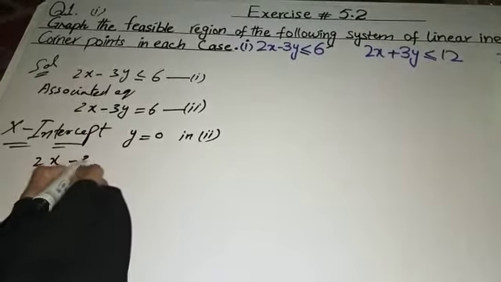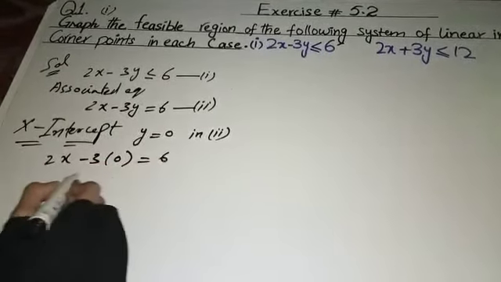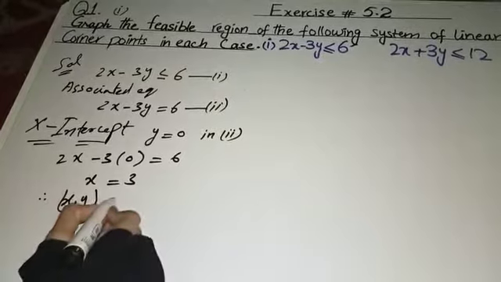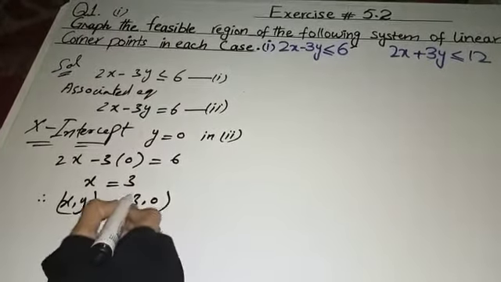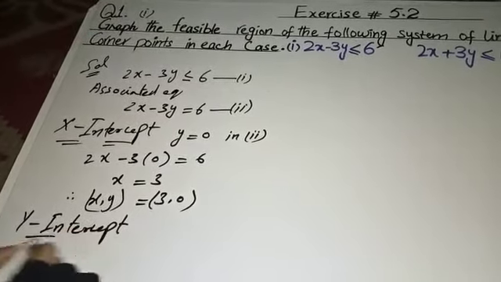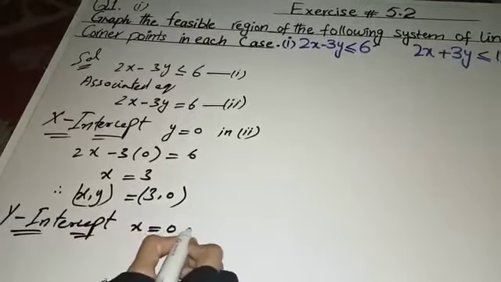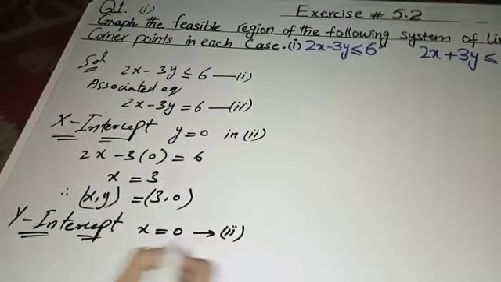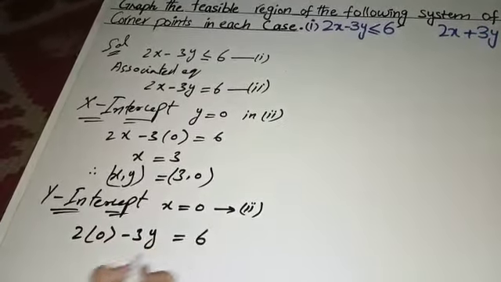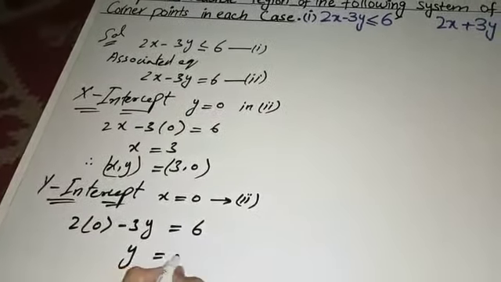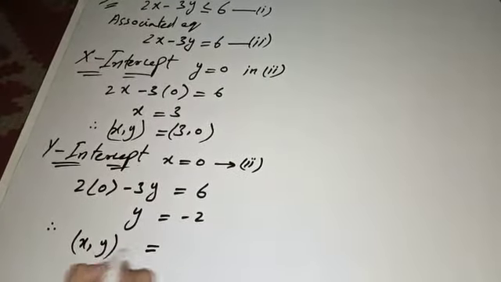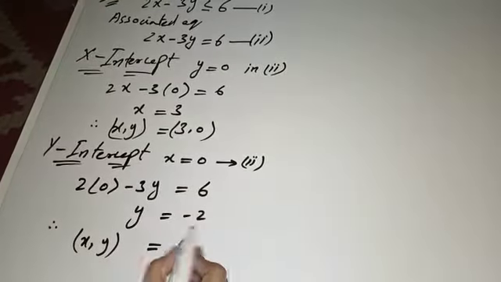2x as it is minus 3 in place of y 0 is equal to 6. So the value of x is 3. Hence, this is a point on this intercept having value 3 and 0. Now calculate the y-intercept. To calculate the y-intercept, put the value of x is equal to 0 in the associated equation, that is number 2. In place of x 0, minus 3y as it is equal to 6. So the calculated value of y is minus 2. Hence, this is a point on this given linear inequality expression having value of x 0 and value of y minus 2.